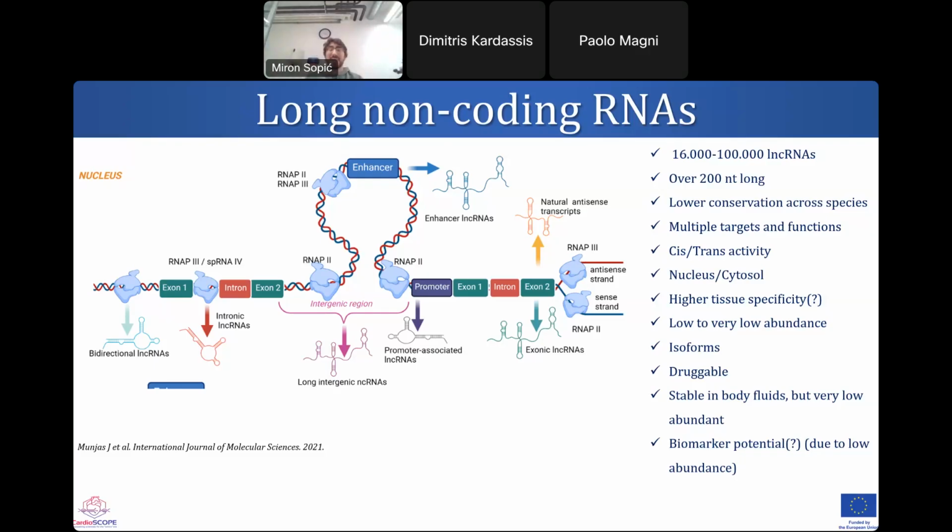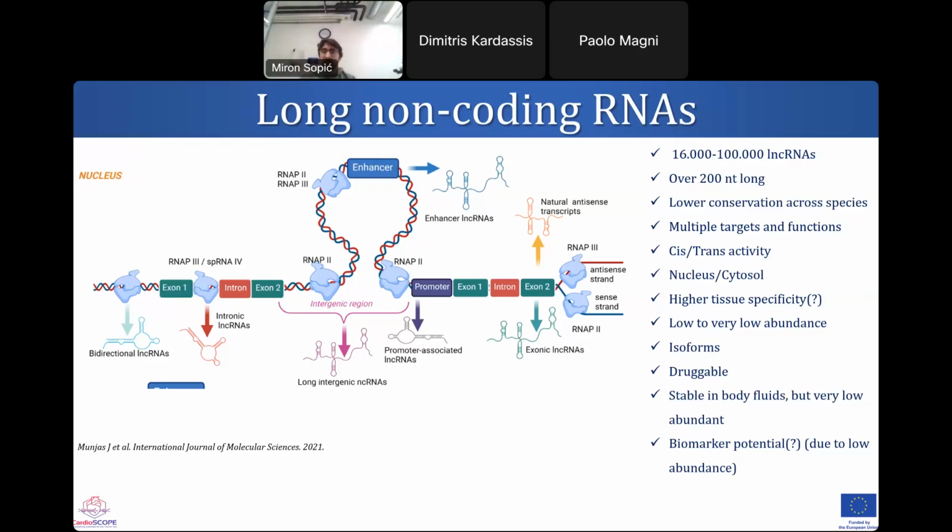Currently, there's an estimation that there are between 16,000 and 100,000 long non-coding RNAs. They are called long because they are more than 200 nucleotides long. They are not very well conserved across species, which means that if you want to analyze and functionally describe these non-coding RNAs, you can forget about animal models, because between mice and men there's a huge difference in these long non-coding RNAs, at least in terms of primary sequence.